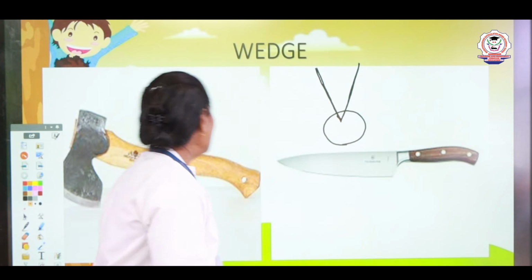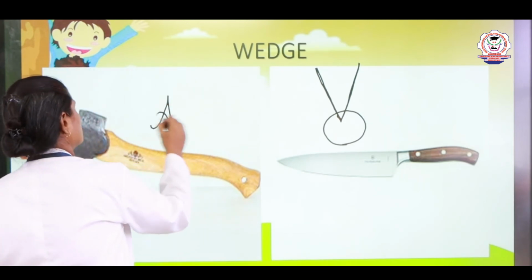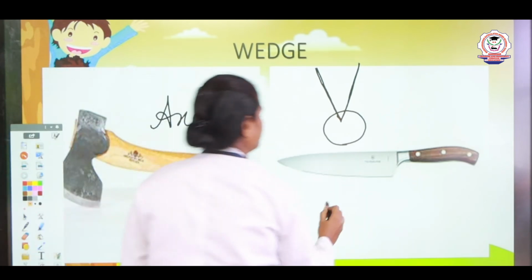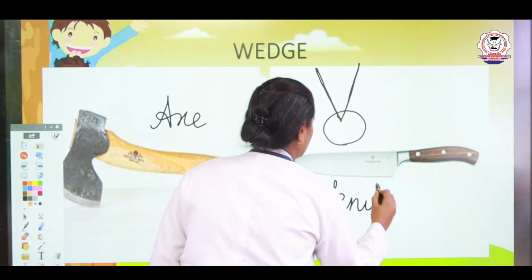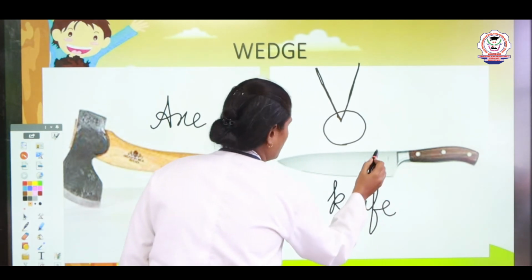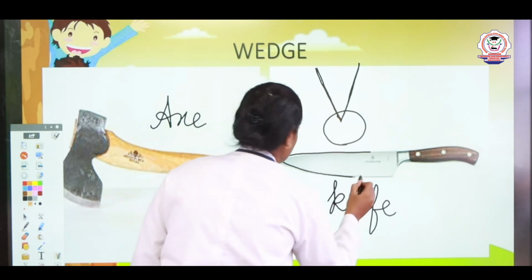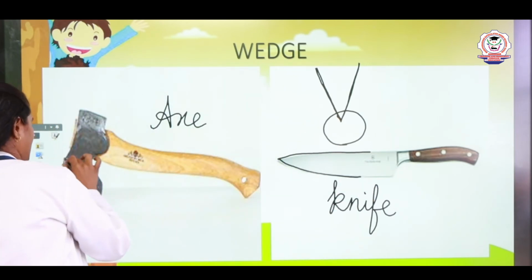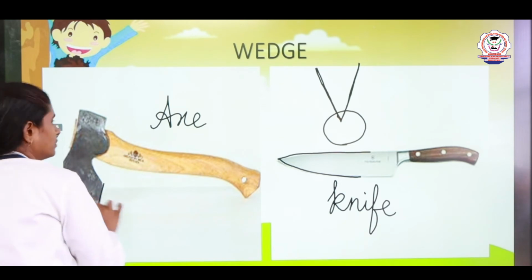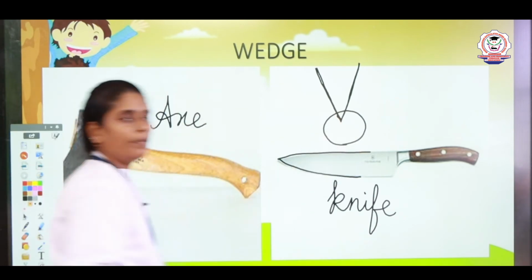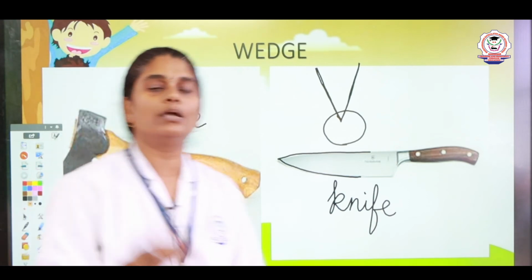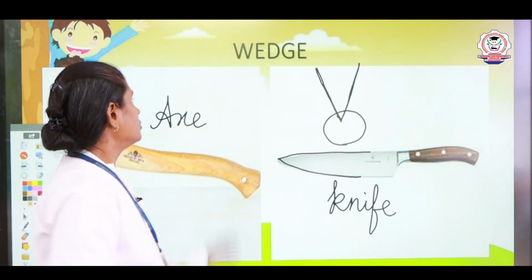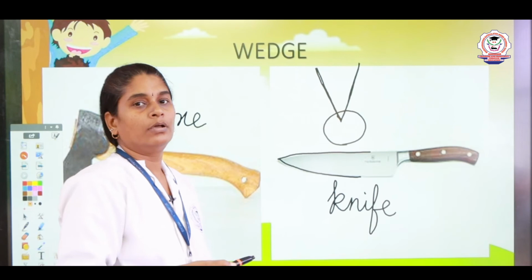So, example, axe, knife. Here you can see two inclined planes like this. Here also you can see two inclined planes, right. There it has formed a sharp edge where it helps to open the objects, right. So, these are the examples of wedge.